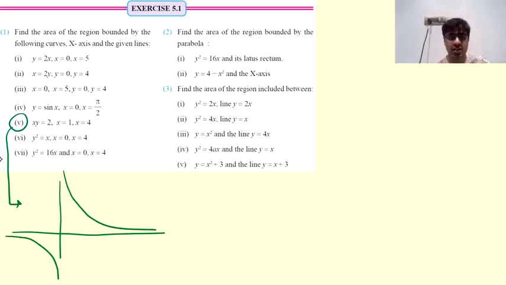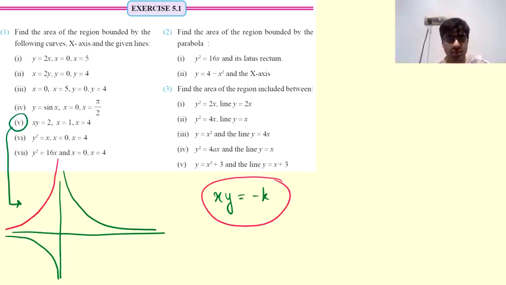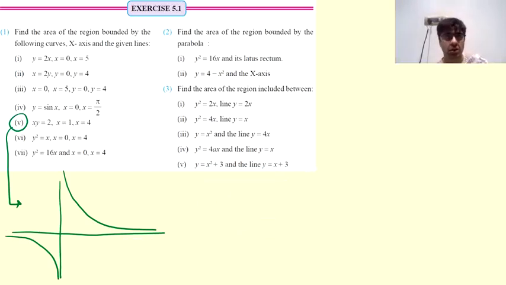Plotting this graph would be an easy task because all you need to do is take some value of x, you will correspondingly get some value for y, and repeat that process throughout, and you will be able to see that the graph will look like this and this. Had it been xy equal to, let us say, minus k, xy equal to a negative number would have given you a graph like this.